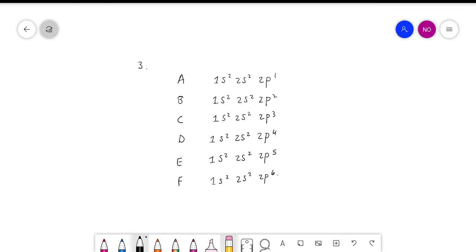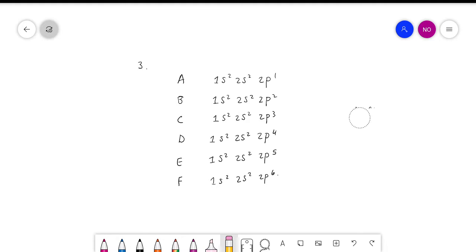Terwyl ek nou hierdie voor my het, onthou ons noem dit die elektron konfigurasie. Julle moet weet wat ek vir julle vra. So if I'm asking you for the electron configuration, I'm asking you for this. If I'm asking you for the energy level diagram, or we call it the Aufbau diagram, then it's those little blocks that you start at the bottom with 1s. Yes. It's a name. So it's both. It's a surname. The Aufbau diagram.